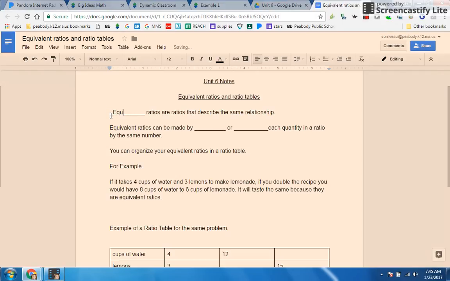So first word, equivalent ratios are ratios that describe the same relationship. Equivalent ratios can be made by multiplying or dividing each quantity in a ratio by the same number. You can organize your equivalent ratios in a ratio table.